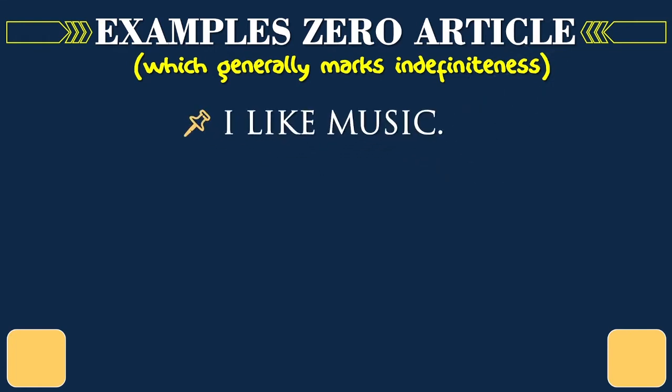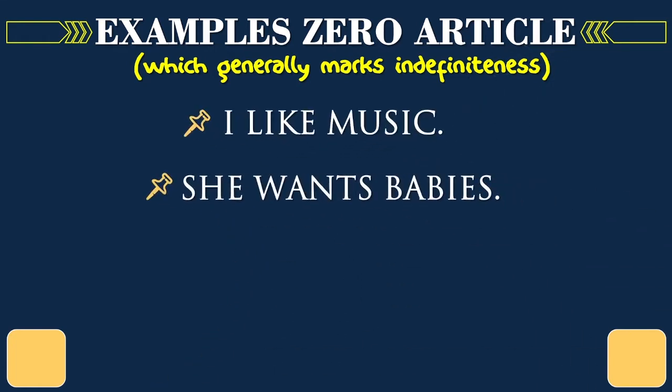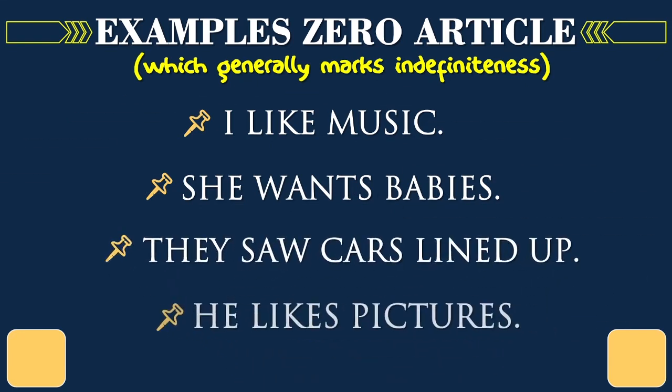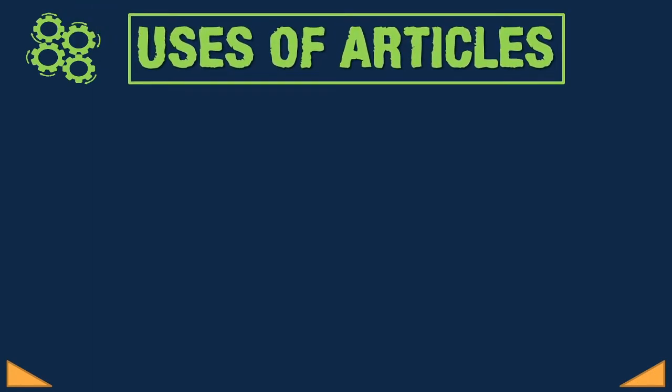Let's see more examples of the zero article, which generally marks indefiniteness. I like music. She wants babies. They saw cars lined up. He likes pictures. Let's go on to look at the uses of articles.